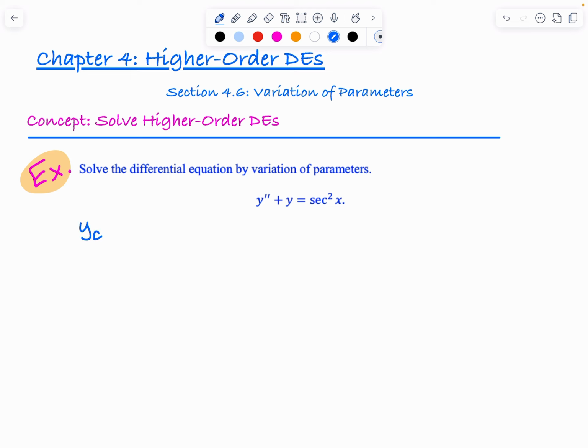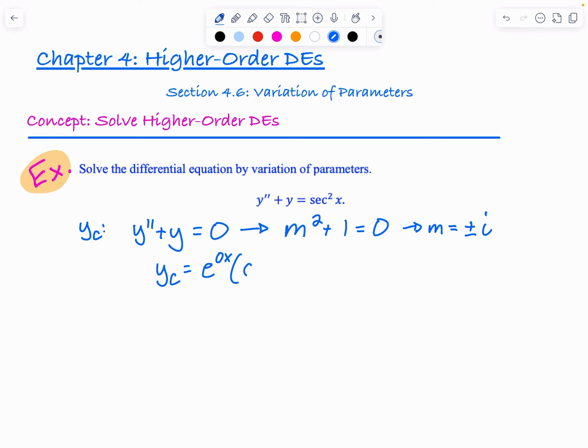So starting off, I'm going to solve the homogeneous case. So that's y double prime plus y equals 0. And then just be very careful here. That is a 1, not an m for y, right? Our derivatives only pick up m's. So this tells me then, if I solve that, that m is plus or minus i, right? Following the forms that we've had in the past sections, this is going to get me e to the 0x times c1 cosine of x plus c2 sine of x.